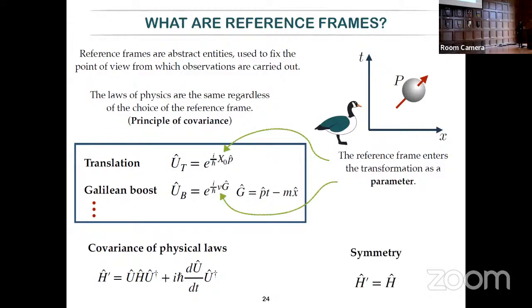And in particular, I have a symmetry of the dynamical law if the functional form of the Hamiltonian that I write after the transformation is the same as the functional form of the Hamiltonian before the transformation.